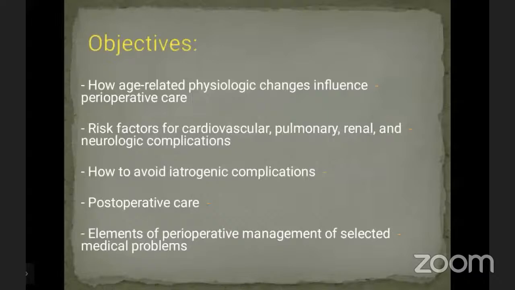Our objectives by the end of this lecture are to be able to describe the following. The first one, how age-related physiologic changes influence perioperative care, and what makes a patient at risk for developing cardiovascular, pulmonary, renal, and neurologic complications. How to avoid iatrogenic complications, to describe basic elements of post-operative care, and finally, we are going to discuss the perioperative management of selected medical cases, like how to manage a diabetic patient before and after surgery.